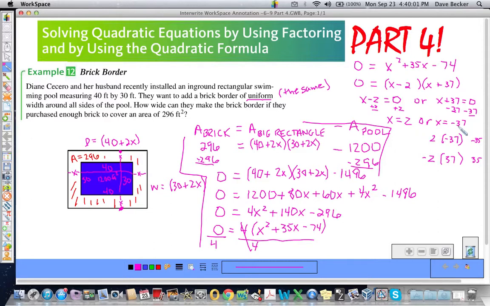And why are we going to throw out the negative one? Well, you can't have a negative length, can you? Can't do it. So for this particular situation, this answer doesn't make sense, and our good answer is x equals 2. So how wide can they make the brick border? That would be, and I ran out of room, 2 feet wide.